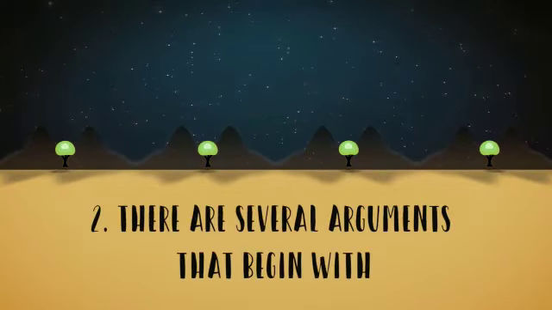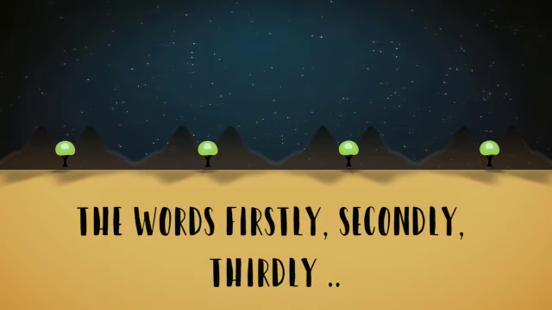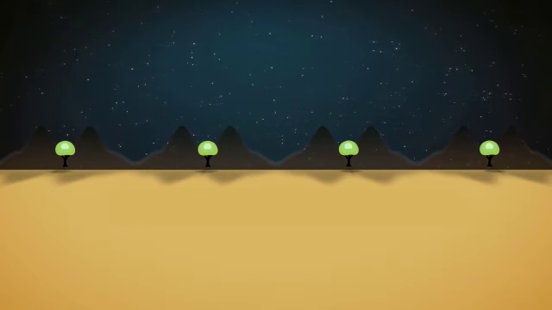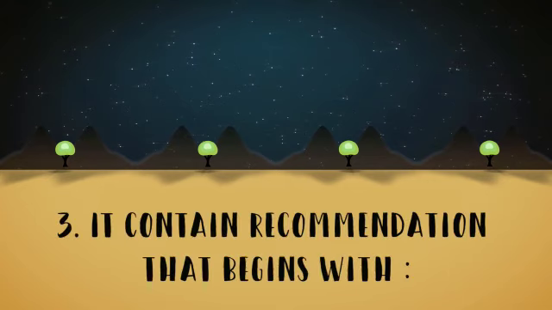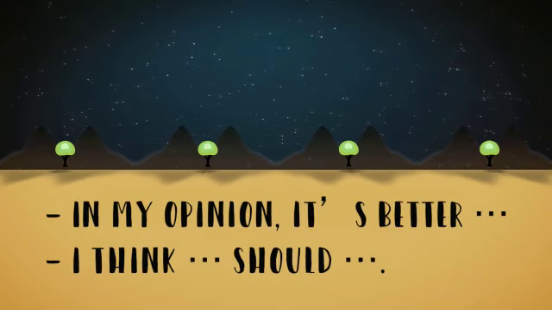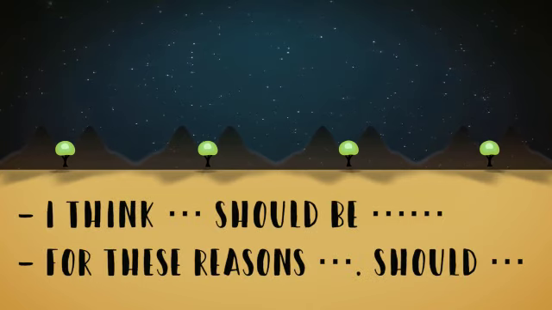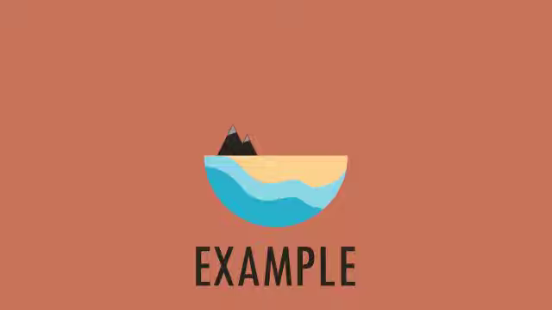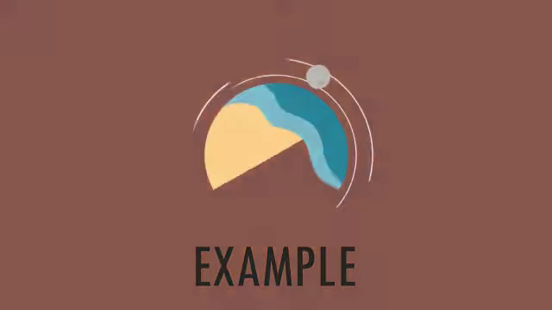Whereas the language features of hortatory exposition are, first, hortatory always uses simple present tense. The second, there are several arguments that begin with words like firstly, secondly, thirdly, okay? And then number three, it contains the recommendation that begins with, in my opinion, it's better, I think, should, I think it should be, for this reason, should, etc.